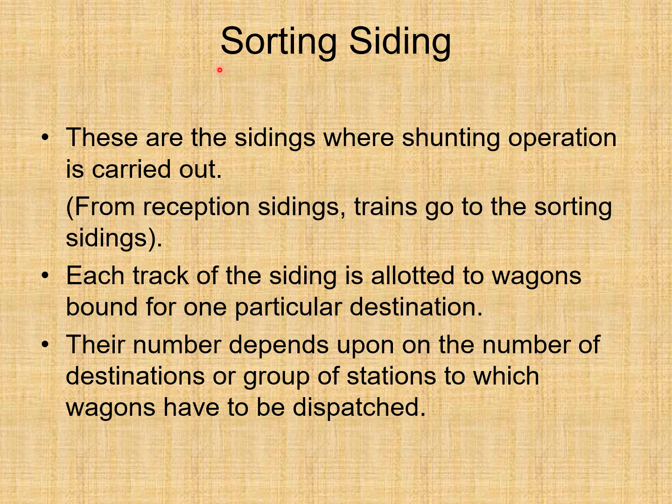Sorting siding. These are the sidings where shunting operation is carried out. From reception siding, trains go to the sorting siding. Each track of the siding is allotted to wagons bound for one particular destination. Their number depends on the number of destinations or group of stations to which wagons have to be dispatched.